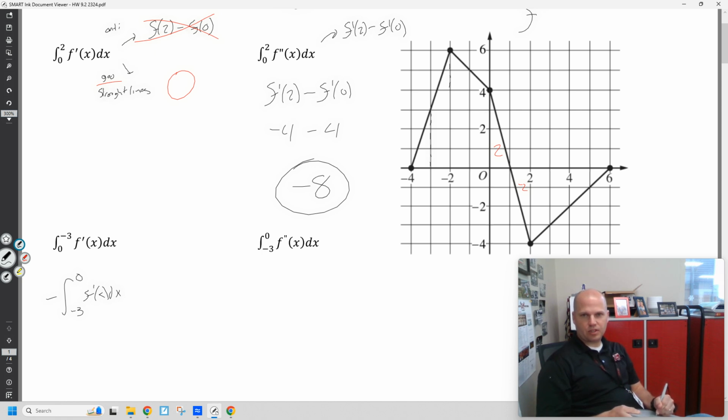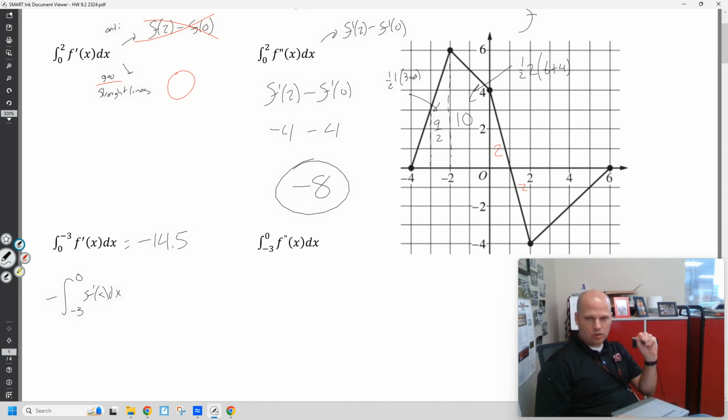All right, well, let's split this up into two trapezoids. I have a trapezoid base 1, heights of 3 and 6. So that's 9 halves, 4.5. Then from -2 to 0, I have a trapezoid base 2, heights of 6 and 4. So that's 10. So 10 plus 4.5 is 14.5. Going backwards from 0 to -3, I'd get -14.5. Cool.